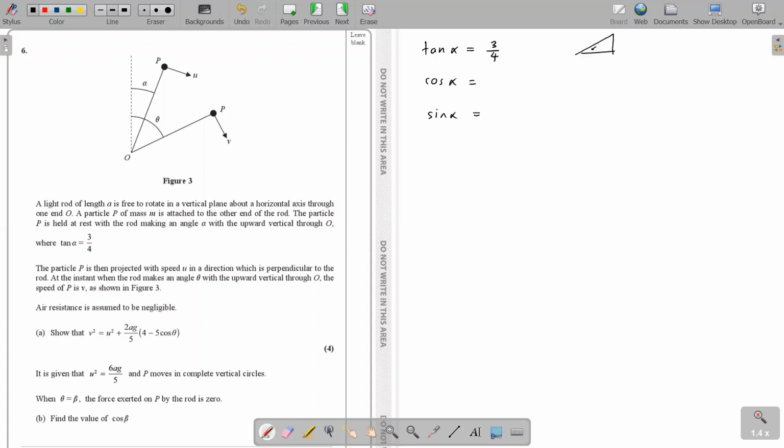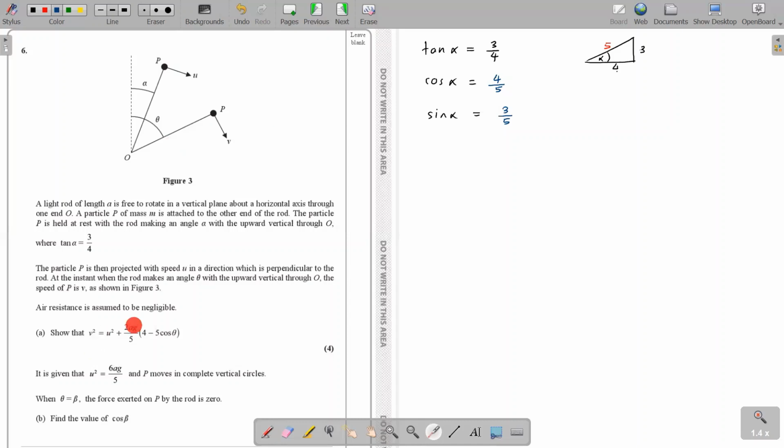Tan alpha 3/4 is opposite over adjacent, right? Tan alpha, opposite is 3, adjacent is 4. How much is the hypotenuse? By Pythagoras, it is 5. So your cos alpha will be adjacent over hypotenuse and sin alpha will be opposite over hypotenuse. Okay. Then they tell you here, the particle P is then projected with speed u in a direction which is perpendicular to the rod at the instant when the rod makes an angle theta with the upward vertical through O. The speed of P is v as shown in figure 3.